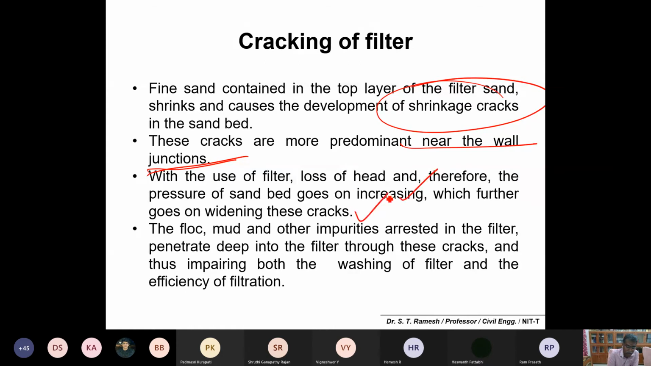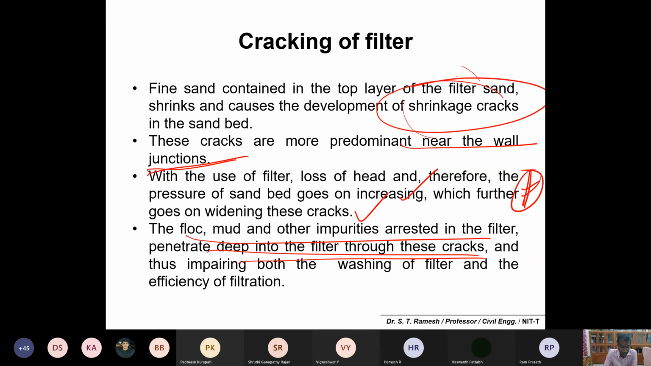Okay, so please make a note: the filter is open, and if it is not operated continuously, there could be a formation of shrinkage cracks at the top. Okay, so what will happen? If there are more shrinkage cracks, it will also allow all your floc as well as mud to go into the deeper parts of your cracks. That is something important. Okay, so it will also affect your plant performance or filtration efficiency.